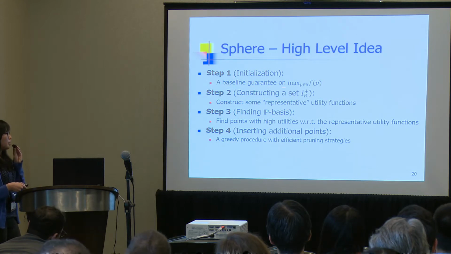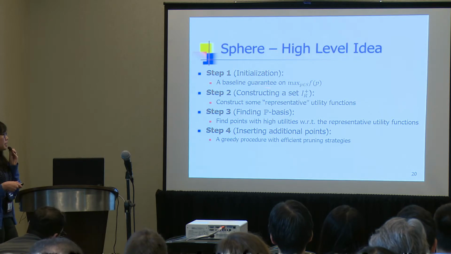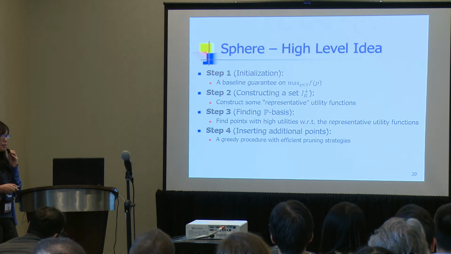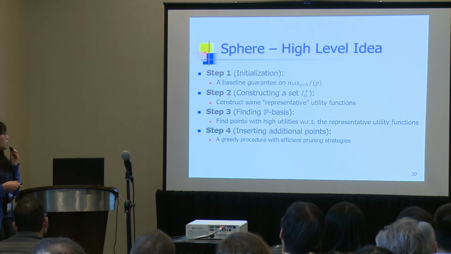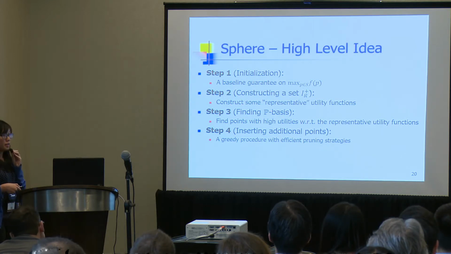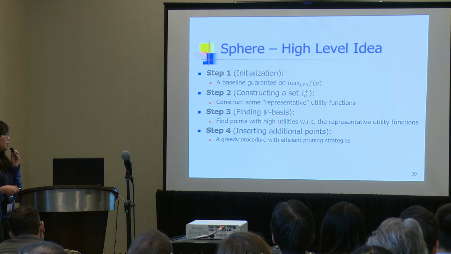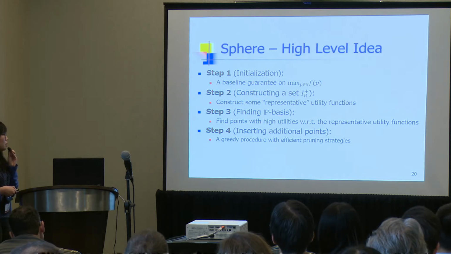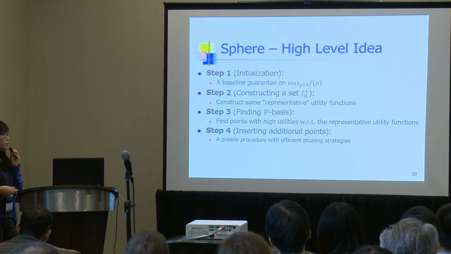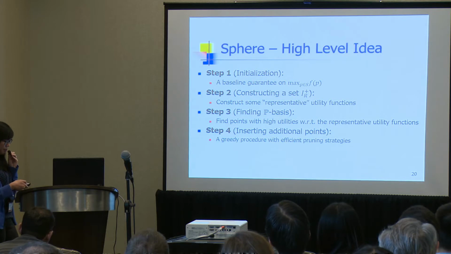The first step is the initialization step, which provides a baseline guarantee on the utility achieved by the points in our selected set. Secondly, we will construct some representative utility functions, and based on these utility functions, we will find the points with very high utility and include those points in our solution set. Finally, we might insert some additional points using a greedy procedure with some efficient pruning strategy.